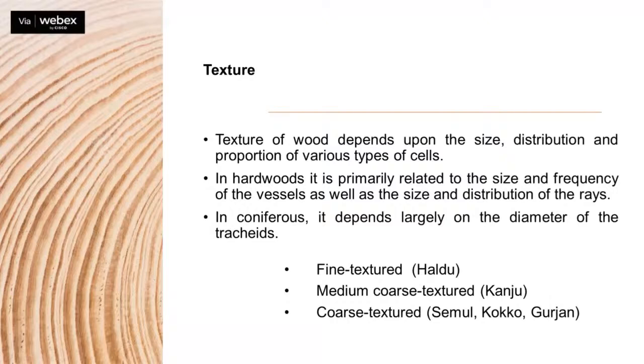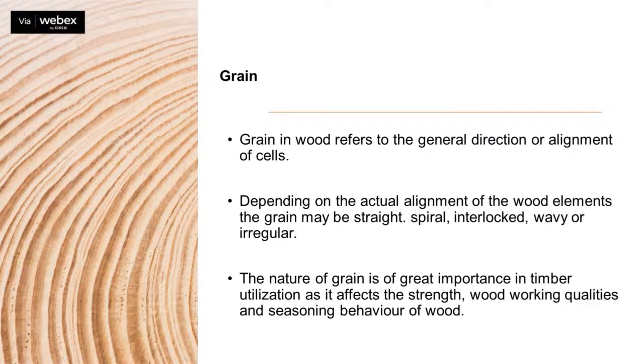So the next important character is grain. It is nothing but the direction of alignment of various cell elements in the wood, how they are aligned with respect to the vertical axis of the tree, or when you talk of a small plank for carving, with respect to the axis. Depending on the actual alignment of the wood elements, the grain may be straight, spiral, interlocked, wavy or irregular. And they can affect the surface quality while turning or while doing a woodworking operation.